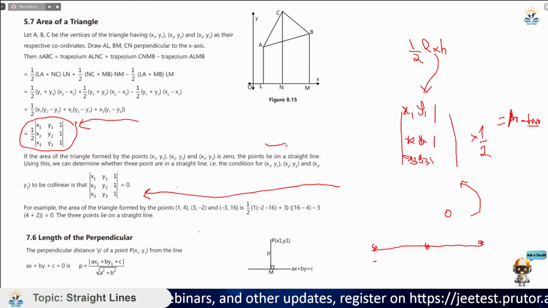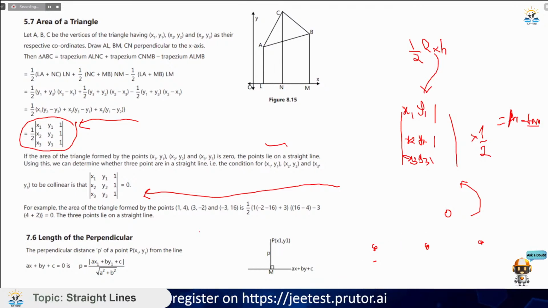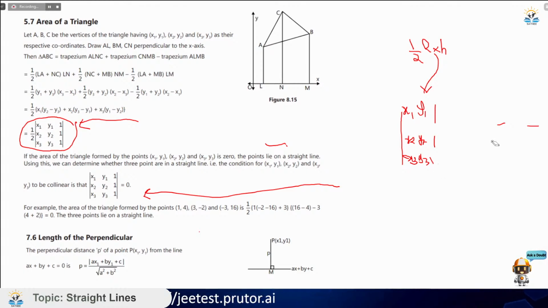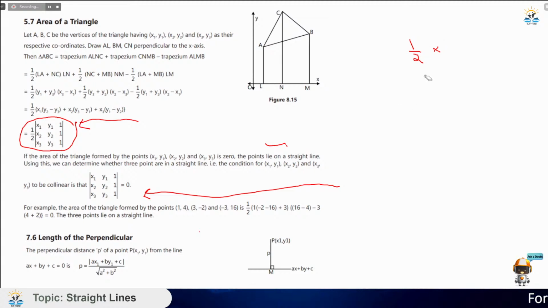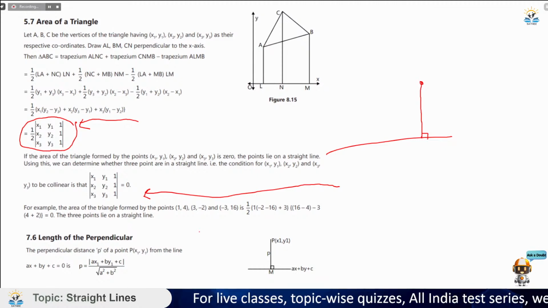Then a very important formula, the length of a perpendicular. Here we are given a point and the equation of a line, and we have to find the distance of that point with respect to the line. The shortest distance is mostly the question: if this is the line and this is the point, draw a perpendicular; this will be the perpendicular. So this is also known as the length of perpendicular.